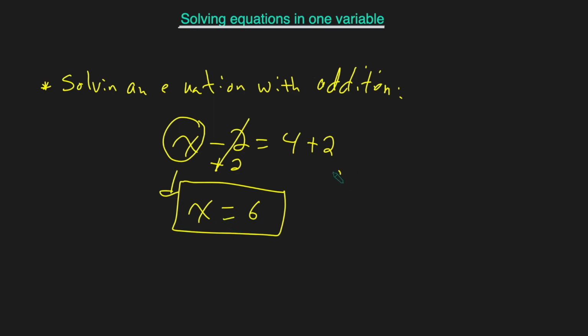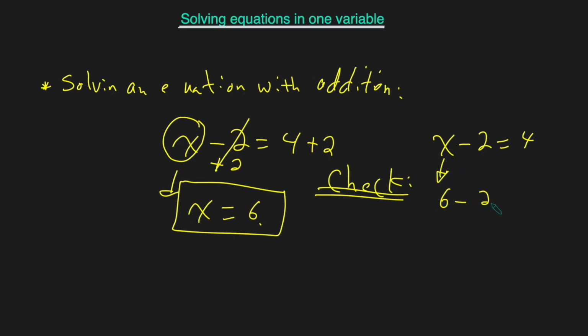Now to check your solution, all you need to do is go back and substitute. My equation is x minus 2 equals 4. Now I found that x is 6, so I substitute 6 for x, 6 minus 2, and see if that is equal to the right hand side. 6 minus 2 is 4, equals 4, and I would say my solution is correct.